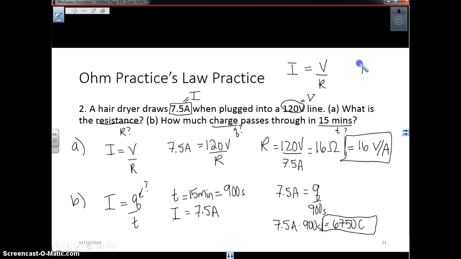So we can use either definition of current to find any of these features. So this is a good two-part problem. You'll definitely see one of these in your test.